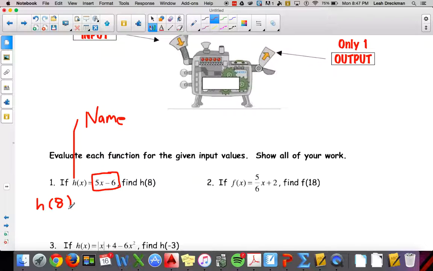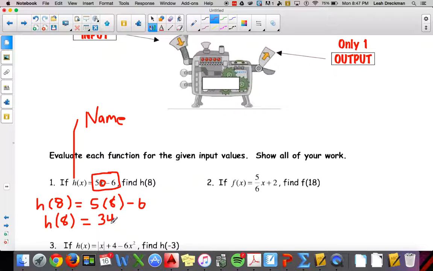That just means on the right-hand side, every time I see an x, we are going to replace it with the number they gave me. So we're going to take x here, and we're going to replace it with 8. And we're just going to evaluate this right side by multiplying 5 times 8 and subtracting 6. So h of 8 would give us 40 minus 6, which is 34.